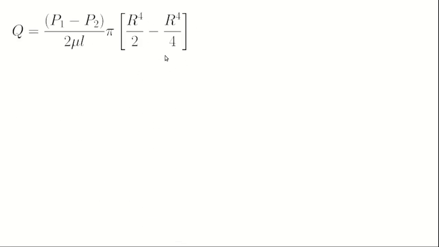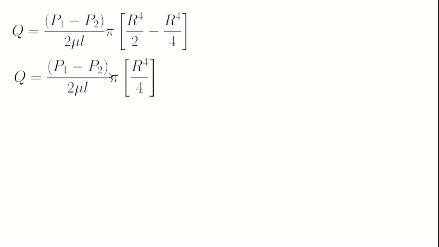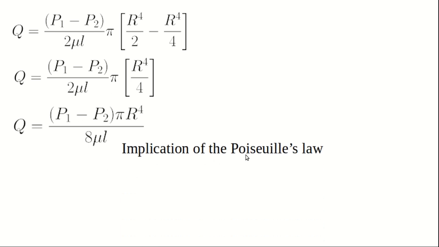So from here, if we simplify this one, it's like saying half minus 1 over 4. That will give us what? 1 over 4. Right? And that gives us this expression. So if we simplify this one, it gives us this. So this formula is the discharge rate of fluid through a cylindrical pipe. Right? So let's quickly look at one of the implications of this formula. It's very, very important to know the implication of this formula. So the implication of the Poiseuille's law.